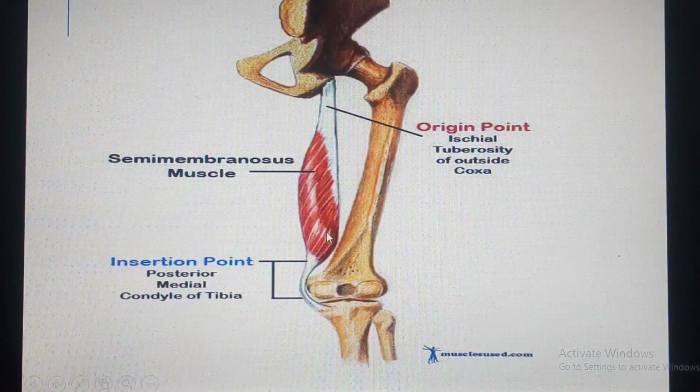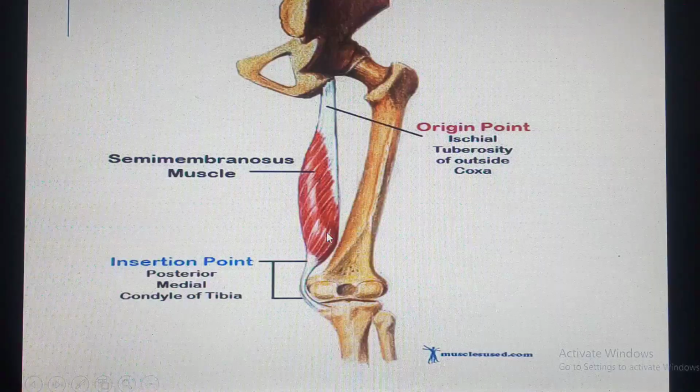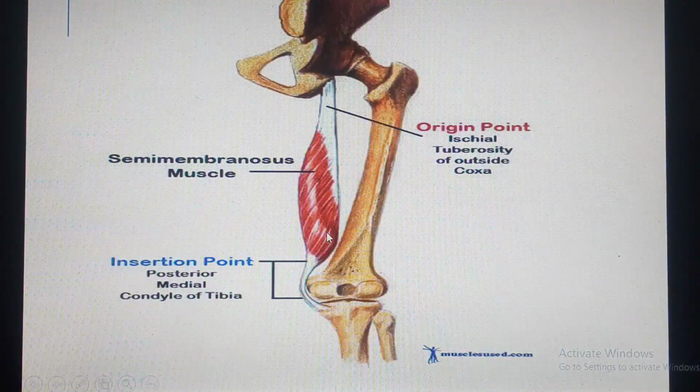So this semimembranosus muscle will help in flexion of the lower limb at the knee joint, extension of the thigh at the hip joint, and it will also help in medial rotation of the thigh at both the hip joint as well as the knee joint. So that is one thing that you have to know. Unlike the biceps femoris, which is laterally placed, semimembranosus and semitendinosus are both helping in medial rotation of the lower limb.